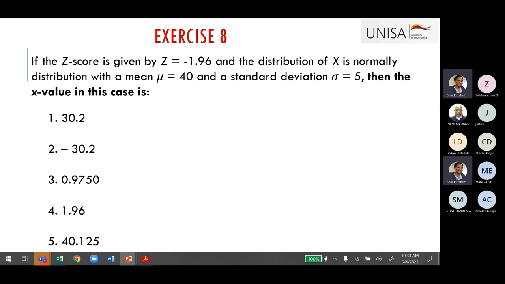These are other questions. You need to also calculate your X. You are given the Z value. So now here you just substitute into the formula. You will just substitute X minus the mean divided by the standard deviation. You have the Z value. You just substitute the Z value. You have your standard deviation and you have your mean. You just substitute and find the value of X, which is straightforward.